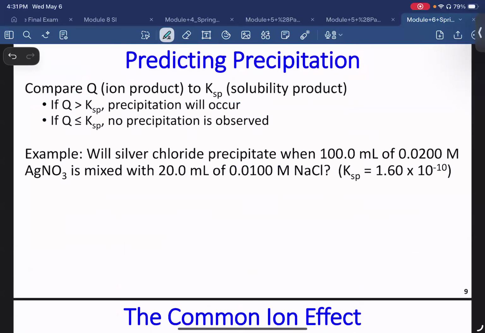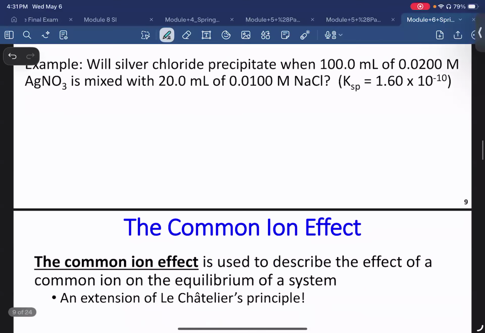So again, this is similar to the Le Chatelier's principle that we talked about before, but if Q is greater than K, that means there's more products than reactants. That means the reverse reaction is favored and precipitation will occur. If Q is less than or equal to K, that means there's technically more reactants than products, but obviously there's no reactants in KSP. So the idea is that no precipitation will occur. And so, yeah, you want to be given the KSP value for this kind of thing.